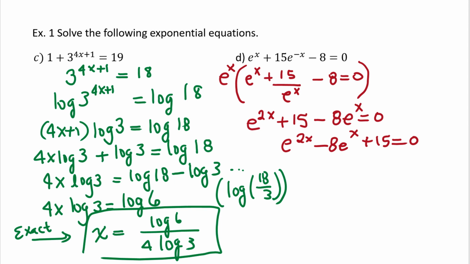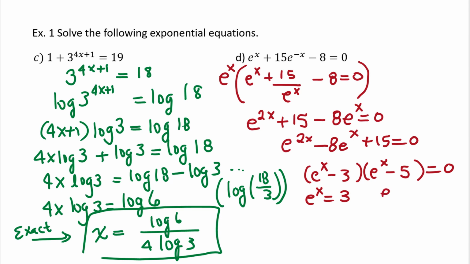That is a quadratic type. We can factor this as e to the x times e to the x, and we'll set that equal to 0. The factors of 15 that work to give us 8 would be 3 and 5, so minus 3 and minus 5. Using the zero product property, we get that e to the x equals 3. And for the second one, we'll get that e to the x equals 5.